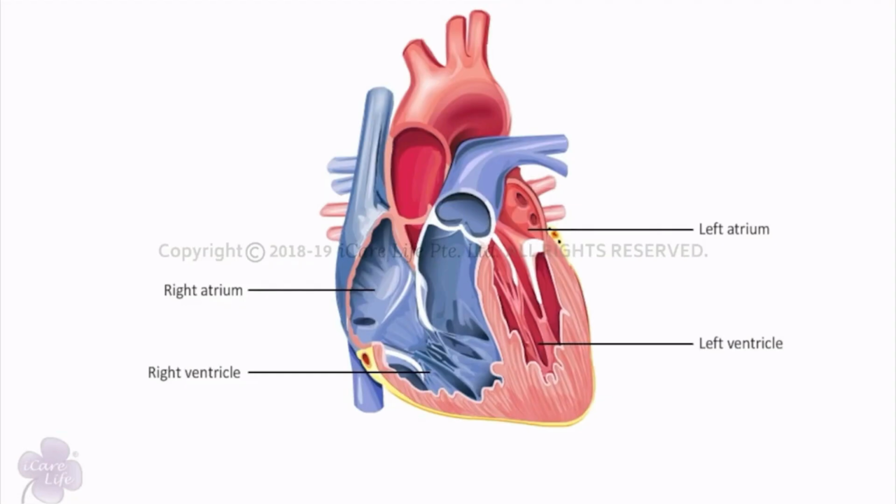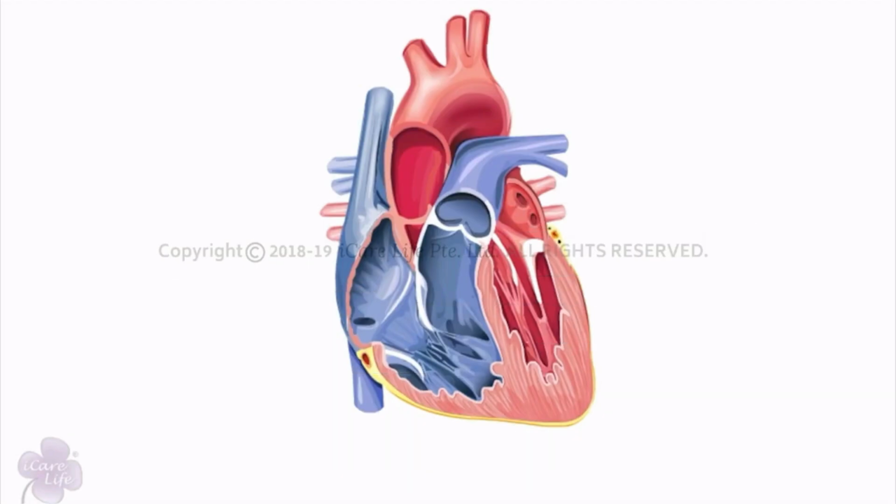There are 2 valves, one between the right atrium and the right ventricle, and the other between the left atrium and the left ventricle. These valves are called atrioventricular valves. The right side of the heart is separated from the left side by a wall called septum.